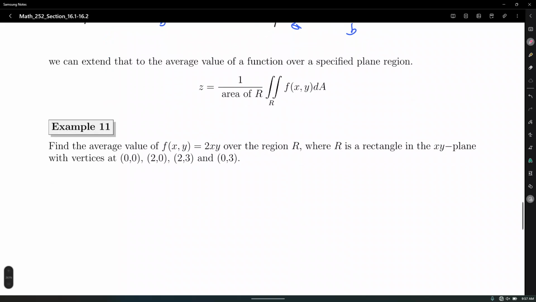Find the average value of the function f of x y equals xy over the region R, where R is a rectangle in the xy plane with vertices at the origin, 2, 0, 2, 3, and 0, 3. Number one, let's plot that region of integration. Okay.